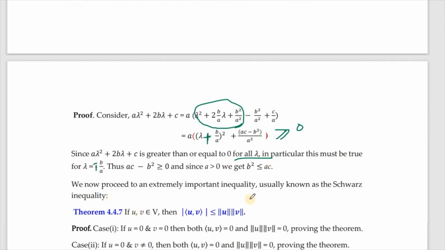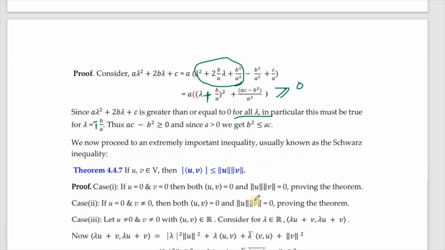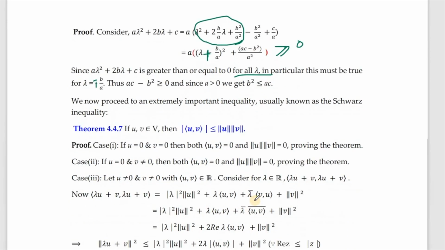We now proceed to an extremely important inequality called the Schwarz inequality, which states that if U and V are in the inner product space V, even though it is just mentioned as V, we should remember that our V is an inner product space. So if U and V are members of an inner product space capital V, then modulus of inner product UV is less than or equal to norm U into norm V.